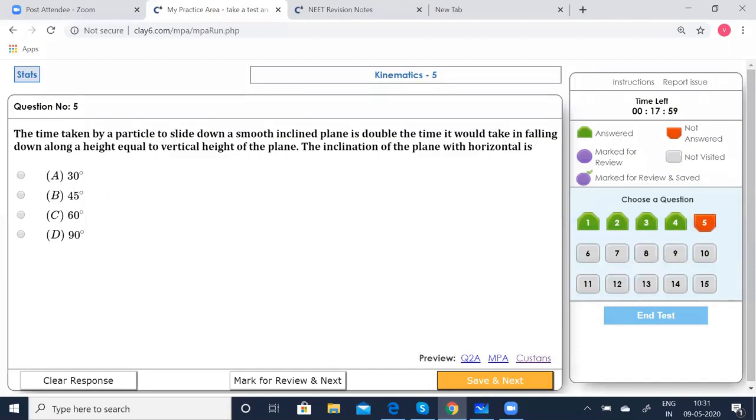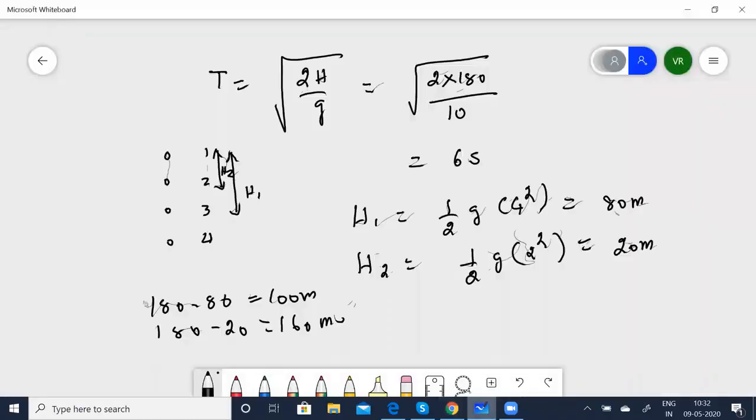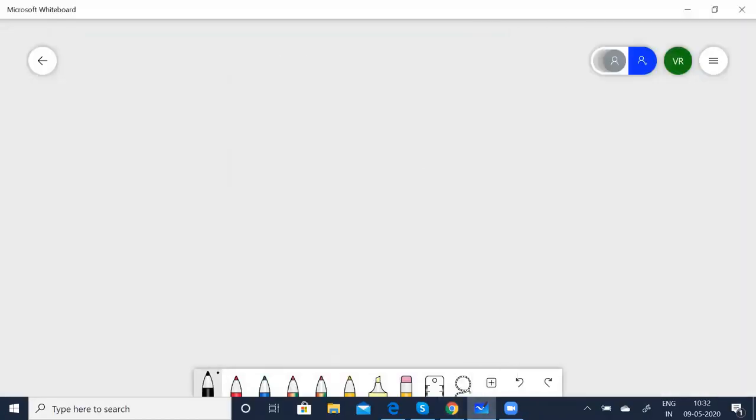The time taken by a particle to slide down a smooth inclined plane is double the time it would take in falling down along a height equal to the vertical height of the plane. The inclination of the plane with the horizontal is what? Let us quickly solve this. Let me draw the diagram here. So let this be the inclined plane.